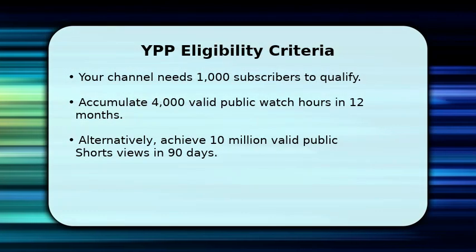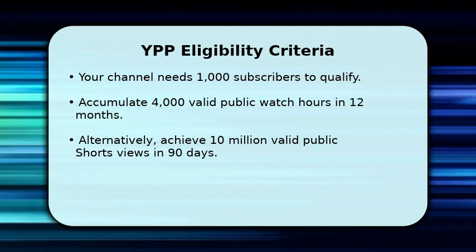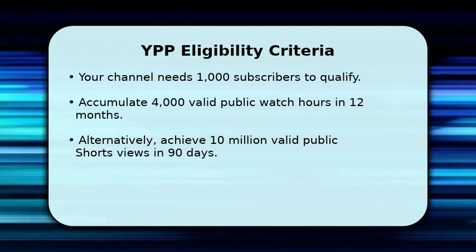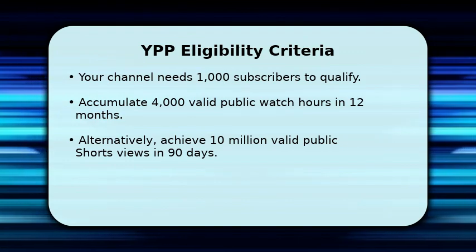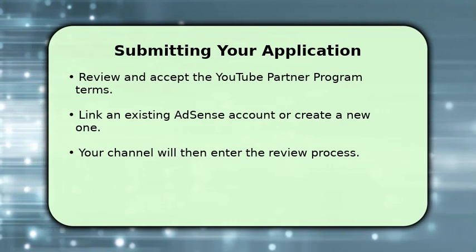To be eligible for the YouTube Partner Program, your channel must meet specific criteria. You need at least 1,000 subscribers. Additionally, you must have accumulated 4,000 valid public watch hours over the past 12 months. Alternatively, if you focus on short-form content, you can qualify with 10 million valid public Shorts views within 90 days. Ensure your channel has no active community guidelines strikes. Once you meet the eligibility requirements, you can proceed with the application.